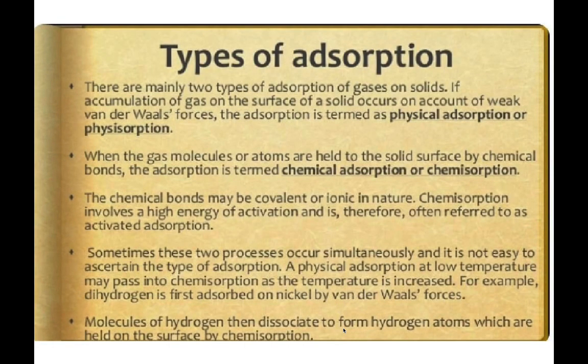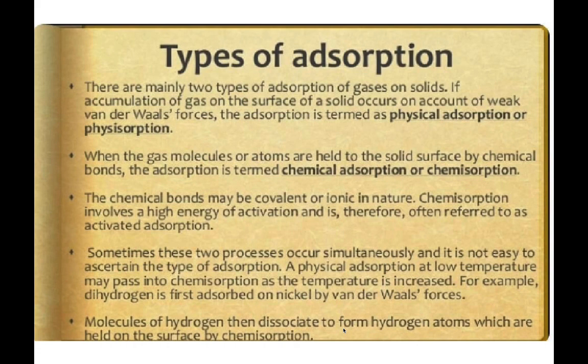So what are the types of adsorption? Mainly we have two types of adsorption of gases on solids. Suppose a gas accumulates on the surface of a solid because of weak van der Waals forces, the adsorption is called physical adsorption or physisorption. When the gas molecules or atoms are held on to the solid surface by bonds, then the adsorption is called chemical adsorption or chemisorption.